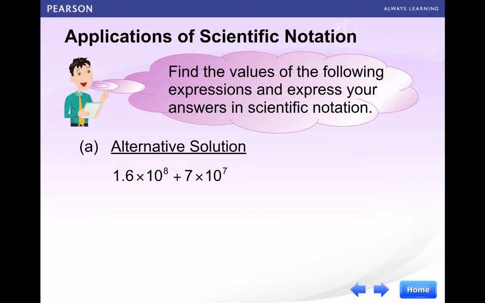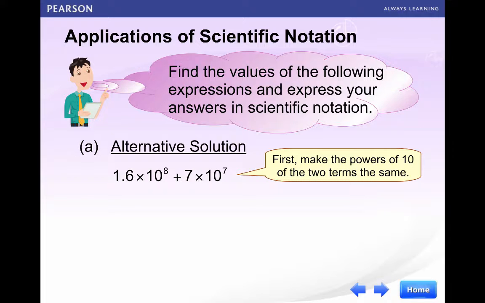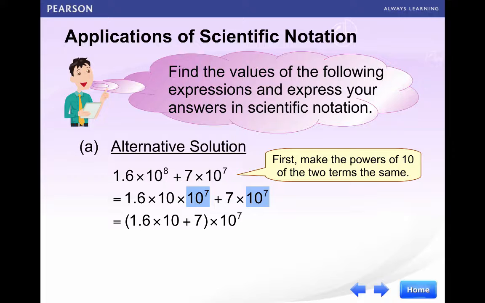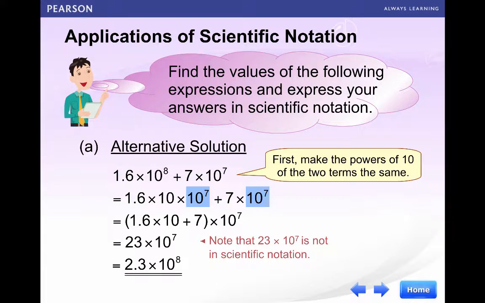Or we can do it another way. We change the first term, 1.6 times 10 to the power 8, into 1.6 times 10 times 10 to the power 7. This time 10 to the power 7 is the common factor, so we take it out and find the number 23: 1.6 times 10 is 16, plus 7 is 23. But this answer is not in scientific notation, so we have to change it back to 2.3 times 10 to the power 8.